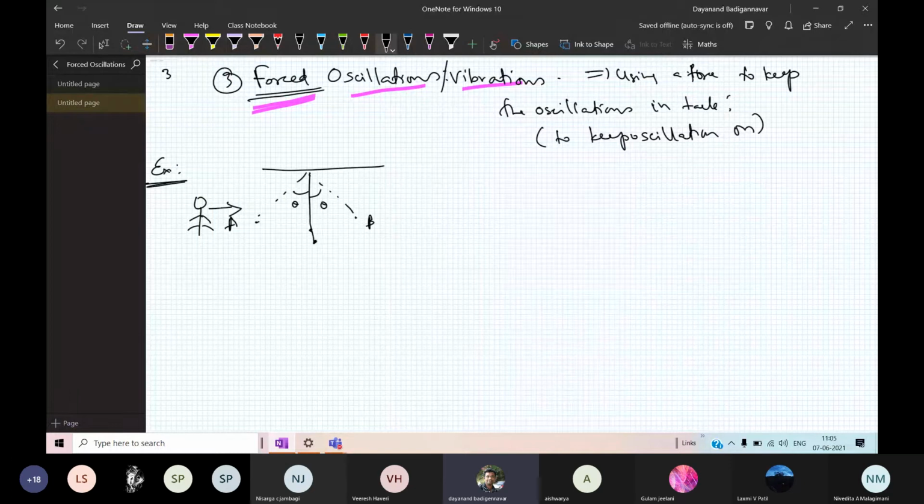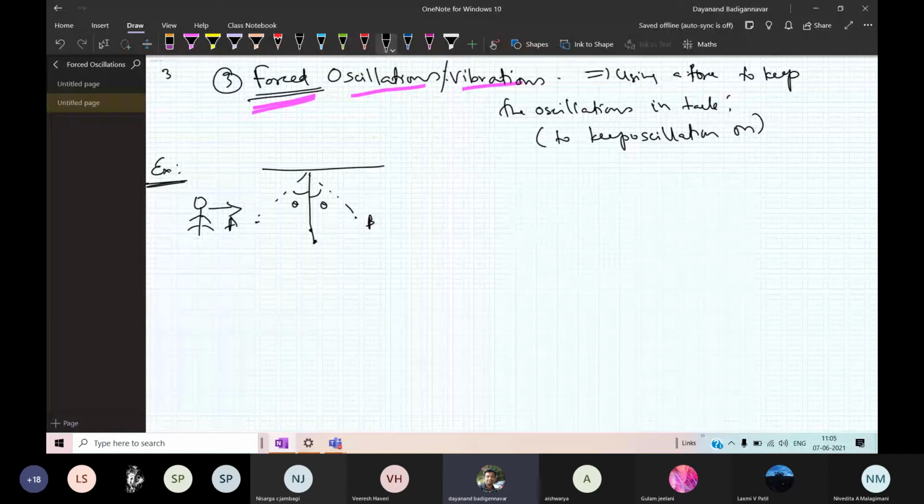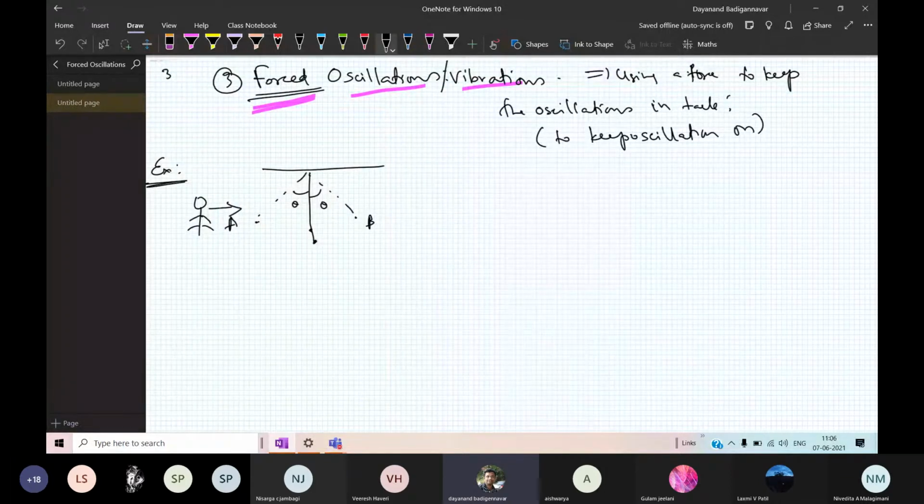You are getting the point. So this is a perfect example of a forced oscillation, where you are swinging with the help of your friend who is applying the force at a regular interval of time. That is very important: at a regular interval of time. I will tell you why you need a regular interval of time. Now I hope you got the point of an example of forced oscillation, or forced vibration.